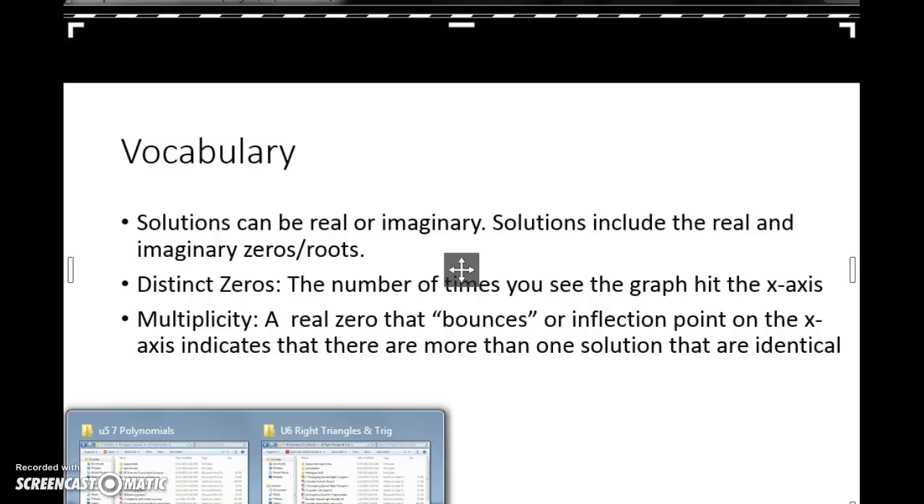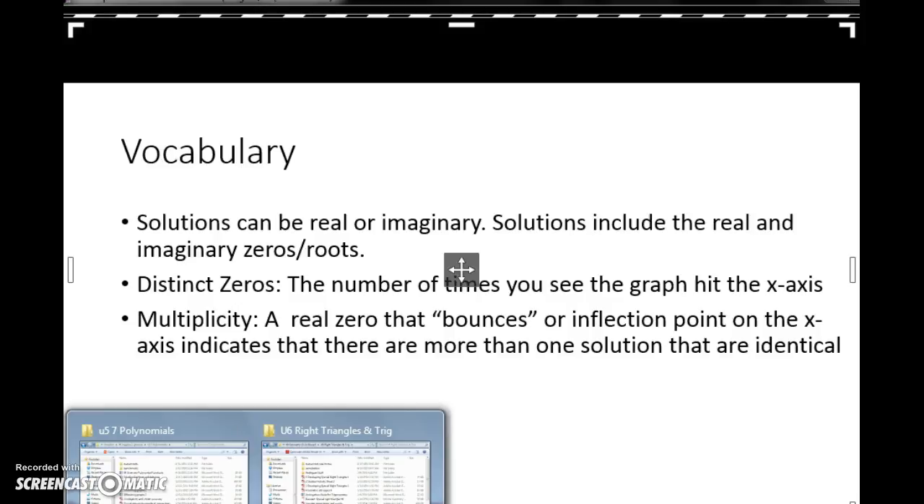Solutions can be real or imaginary. Real ones we can see on the x-axis, and imaginary ones have imaginary answers. How do we know it's an imaginary number? Parabolas won't have an x-intercept, but the answers will have an i in them, and we won't be able to see those.